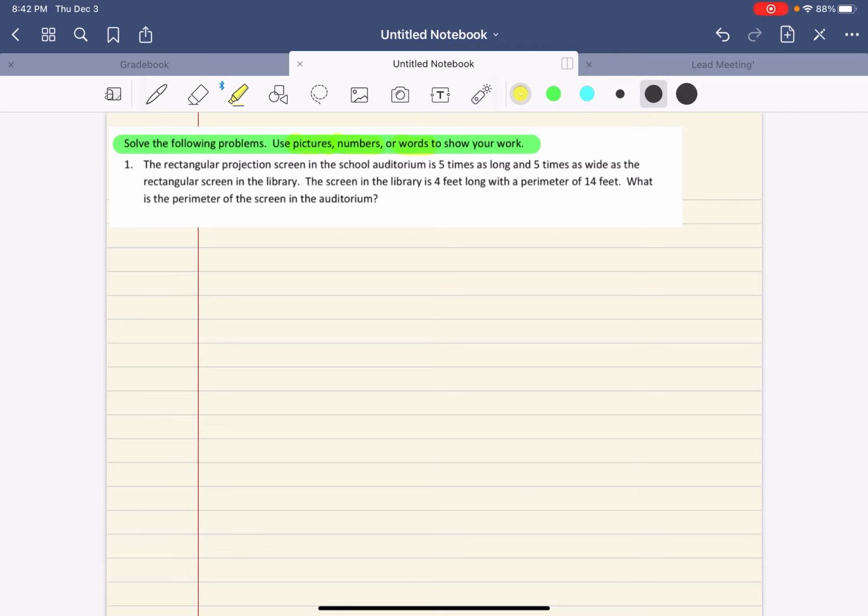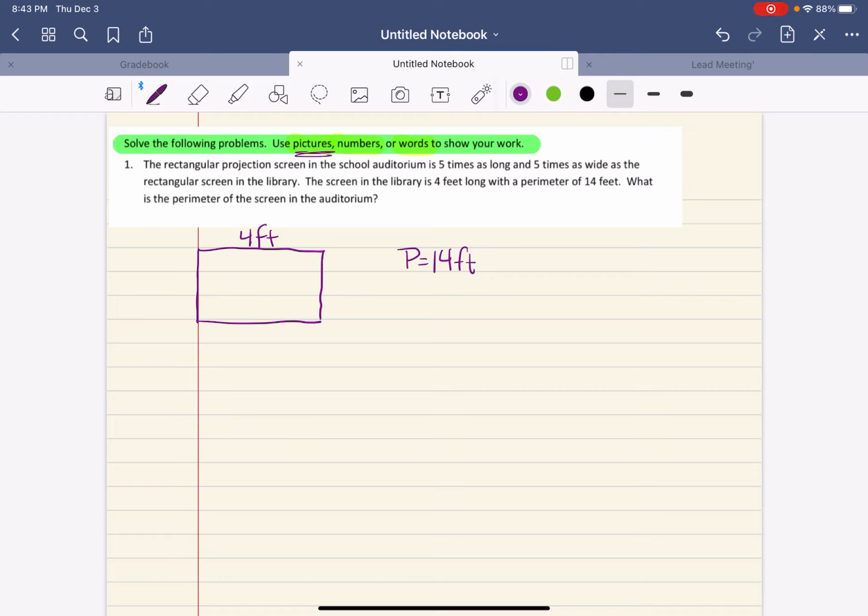Now, this is an area and perimeter problem, so it really lends itself to using pictures to show your work. It says, the rectangular projection screen in the school auditorium is 5 times as long and 5 times as wide as the rectangular screen in the library. The screen in the library is 4 feet long with a perimeter of 14 feet. So I'm going to draw the library screen first because that makes the most sense. Okay, 4 feet long and the perimeter is 14 feet. What is the perimeter of the screen in the auditorium?